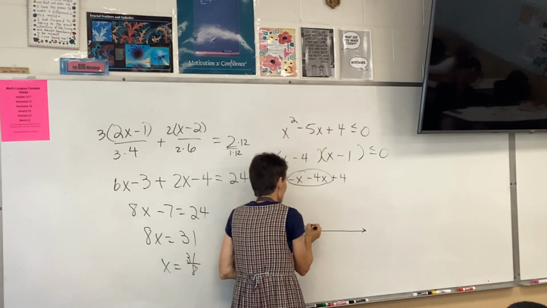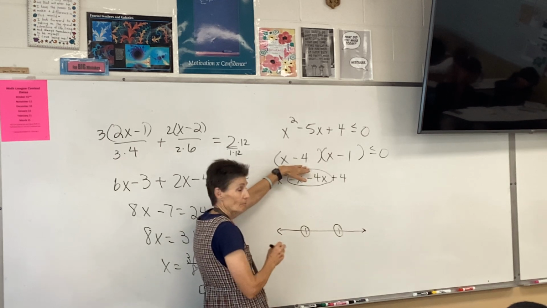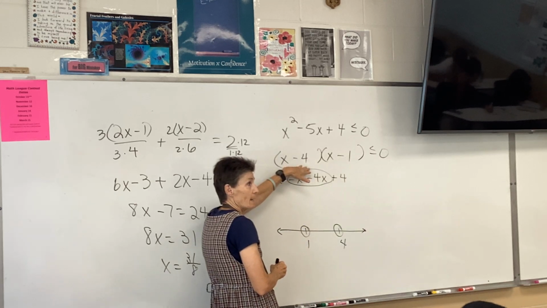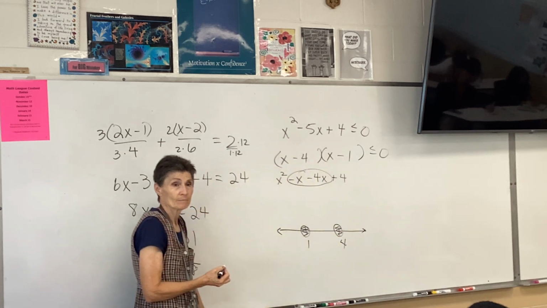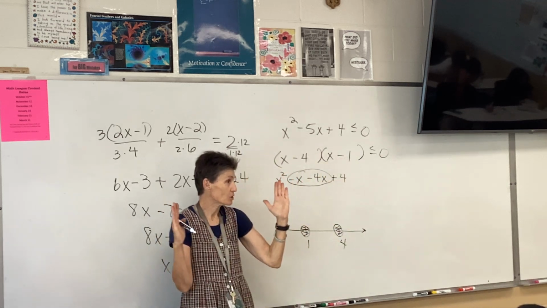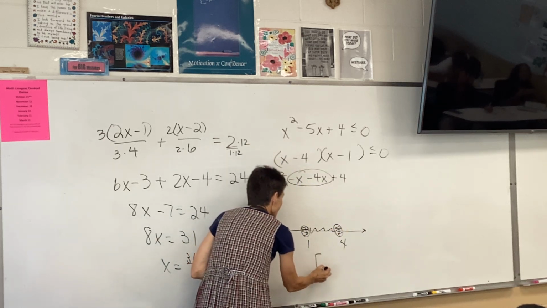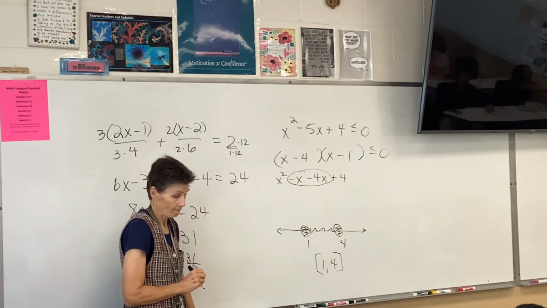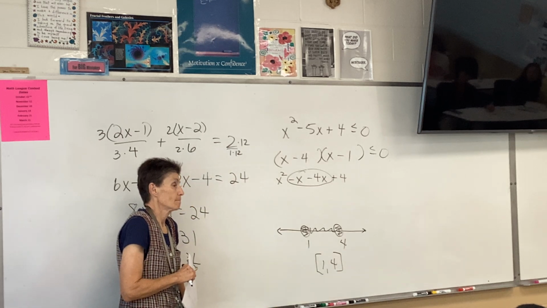So what does that tell me about the dots on my number line? They will be at 4 and 1, and the dots will be filled in because it's an equals. And because it's a less than, I will be shaded inside. So my answer is bracket 1 comma 4 bracket. Are we good?